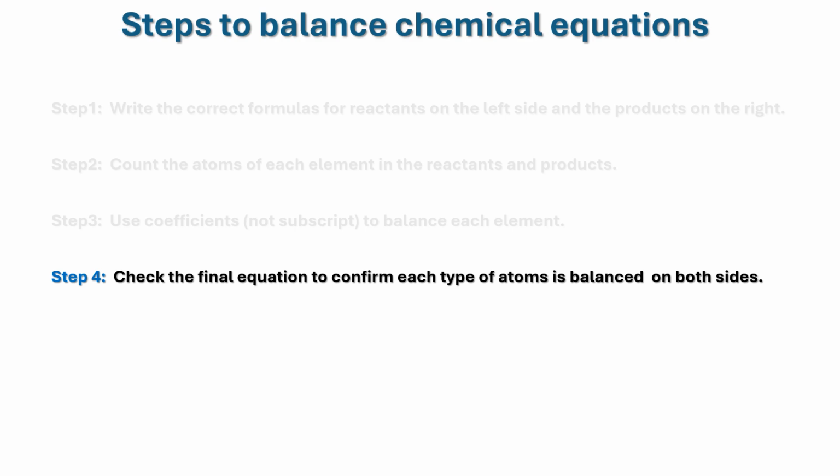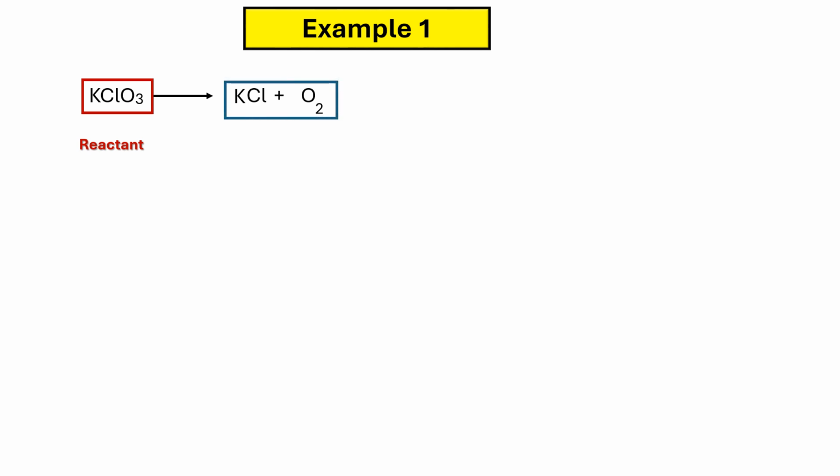All right, so these are the basic steps we're going to be following in order to balance these chemical equations. We have a few examples to do. Let's get started. Example number one. Let's say you are given potassium chlorate, which breaks down to give potassium chloride plus oxygen. Oxygen exists as a diatomic O2. So potassium chlorate would be our reactant, and potassium chloride and oxygen would be our products.